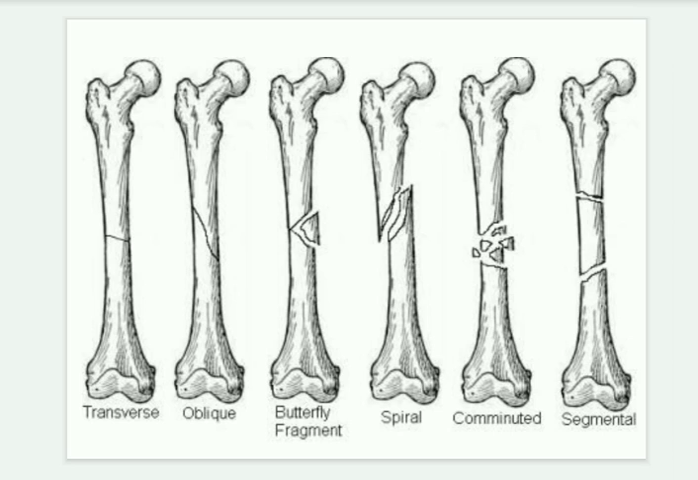Transverse fracture, your oblique fracture. Your transverse is perpendicular, your oblique is oblique to the long bone. And you can see the butterfly fragment, or only one end in the middle, and spiral, comminuted with many fragments, and segmental with two pieces.